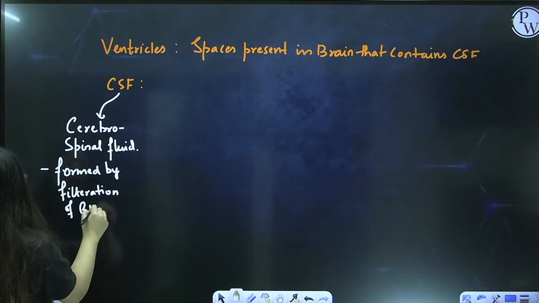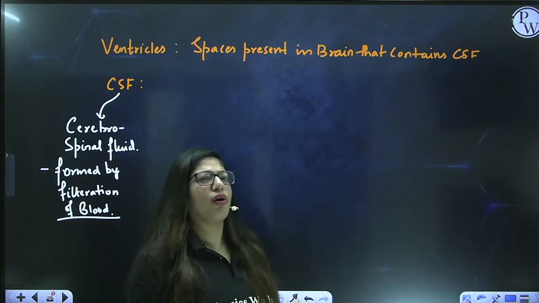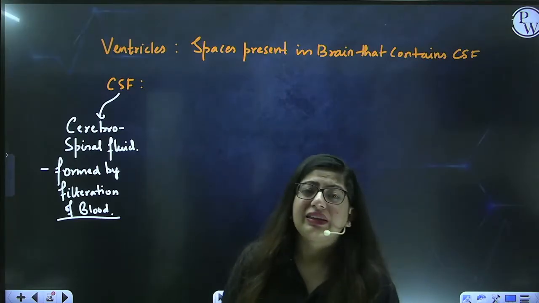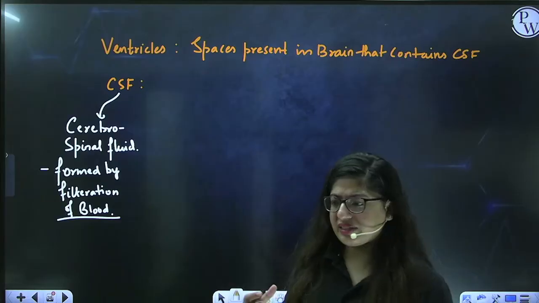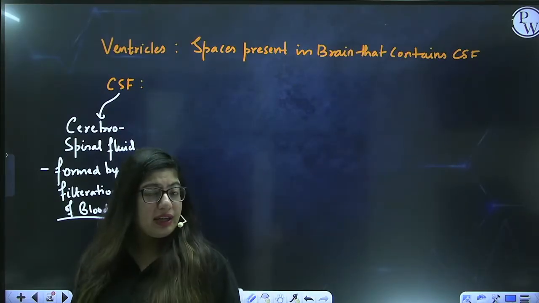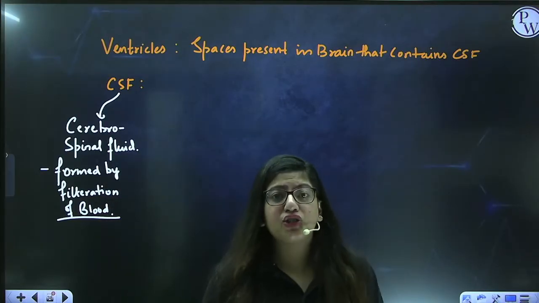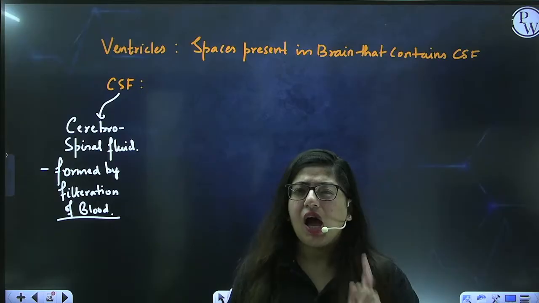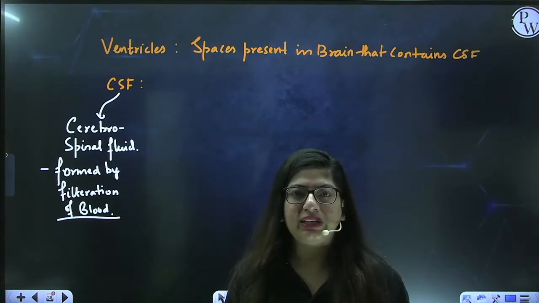Now, why is there a need for a separate fluid? Why can't the blood be the body fluid of your brain as well? The reason is that blood might contain a lot of harmful substances, like microbes and antibodies. These substances can actually damage your neurons. And once the neurons are damaged, they cannot be healed.